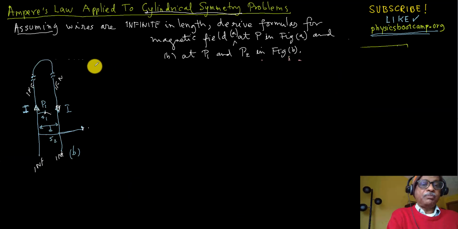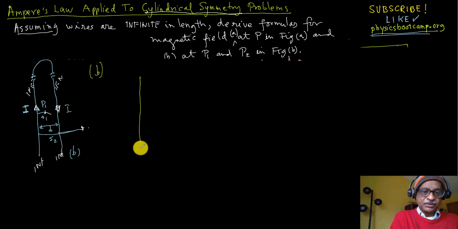Okay, so for part B, you can see clearly there is no cylindrical symmetry for both the wires together, right? But if I work one wire at a time, then there is cylindrical symmetry. So let's look at a point P1. So this is a cylindrical symmetry.